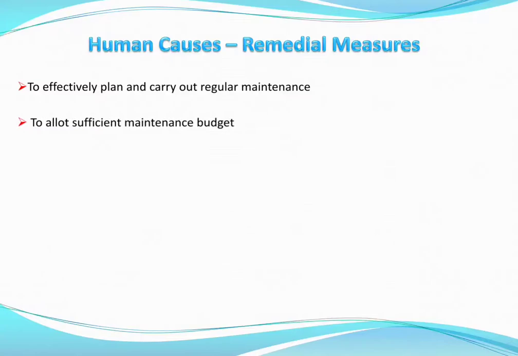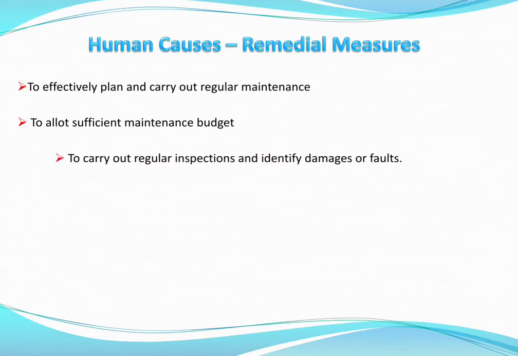The next is allocation of a sufficient budget. Yes, this factor also becomes very important. We have to allocate some amount for maintenance. The maintenance budget has to be fixed and utilized for maintenance purposes only. This is a very important thing which we have to get into our society so that the after effects are lowered.